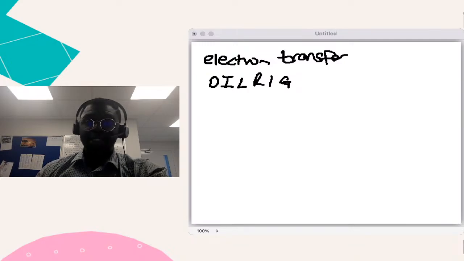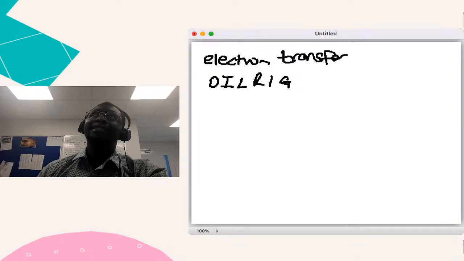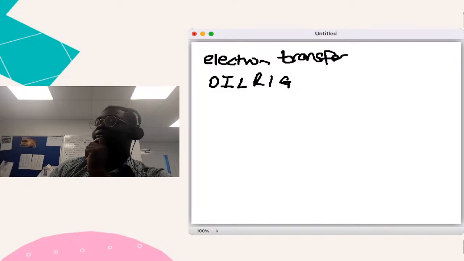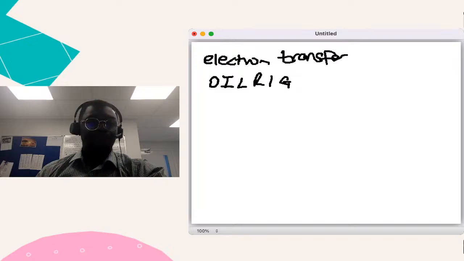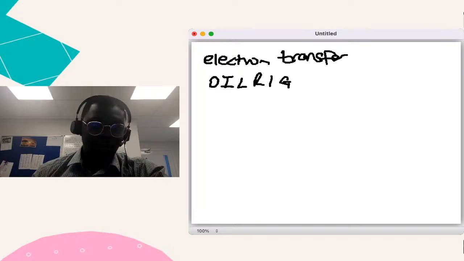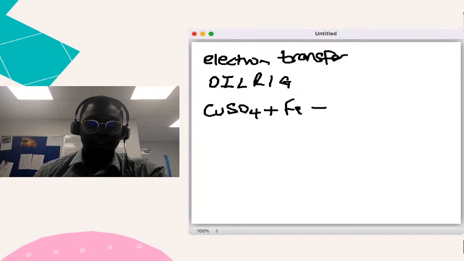So here's an example. What's a good example of an oxidation and reduction reaction that's quite straightforward? Let's say, okay, here's an example. Copper sulfate plus iron goes to form iron sulfate and copper.